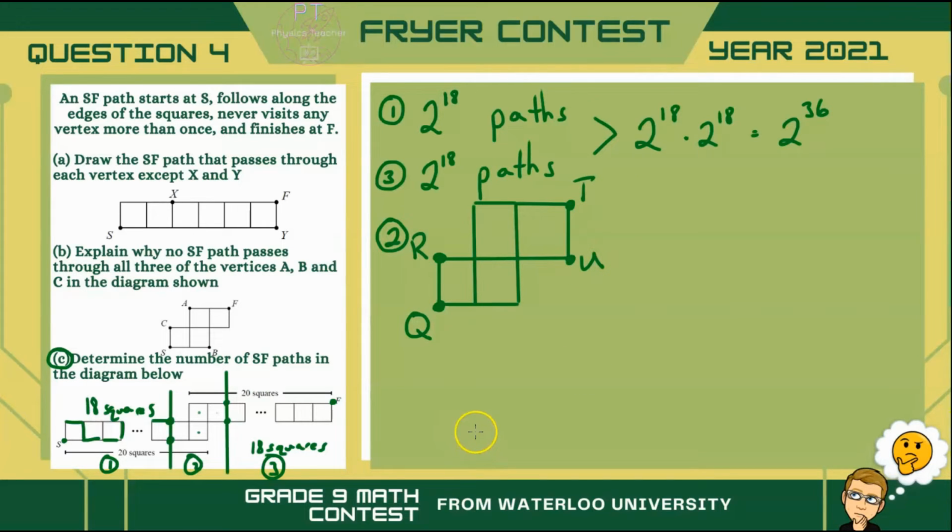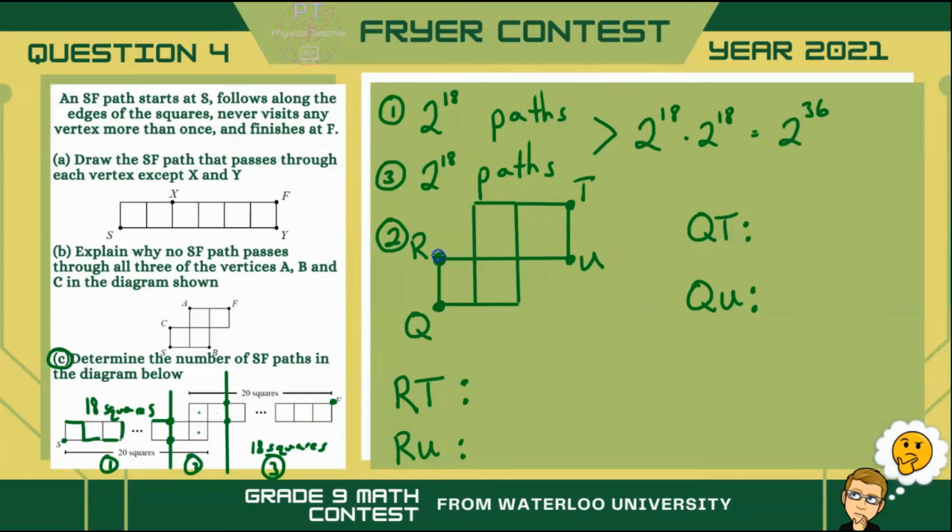So what this means is we have a couple options. Either path 1 ends at R, and we can go from R to T, or we can end at R and move to U, or we can end at Q and move to T. Let's call that QT. Or we can end at Q and move to U. So QU. All right, let's start with RT.